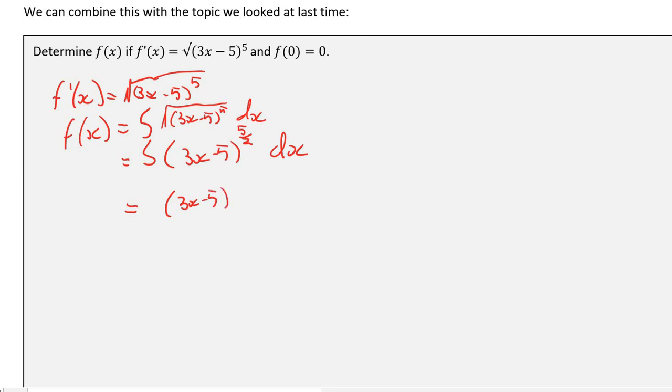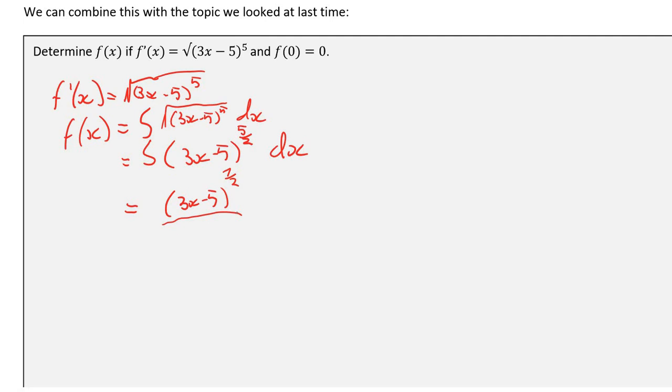If we're adding 1 to the power and it's over 2, the easy way to do that in your head is just add 2 to the top number. So in other words, we're adding 2 over 2, 2 halves to that, which is 1 whole, which would give us 7 halves. Now that we've done that, we need to divide by the new power and divide by the derivative of the inner.